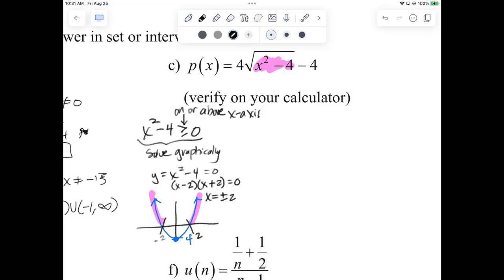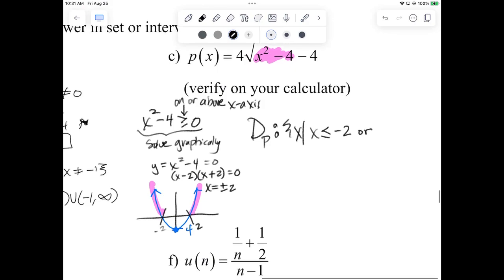And I want to know for what values of x is the graph positive. It's outside the x-intercepts. So here's what we're going to do for our solution. The domain of P then is going to be the set of all x such that x is less than or equal to negative 2, to the left of or at negative 2, or, we'll write the word or, x is greater than or equal to positive 2.